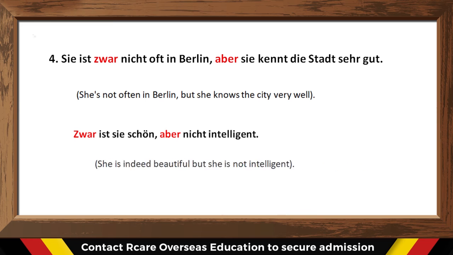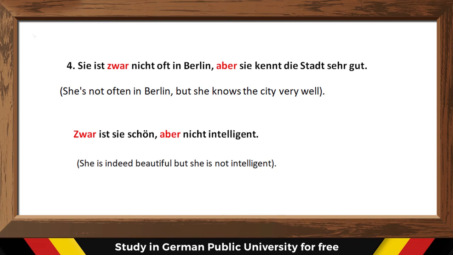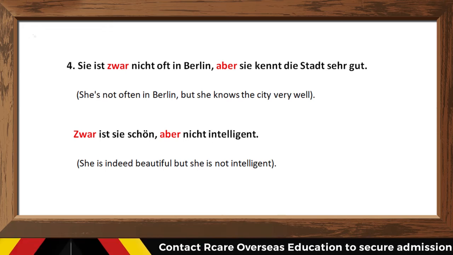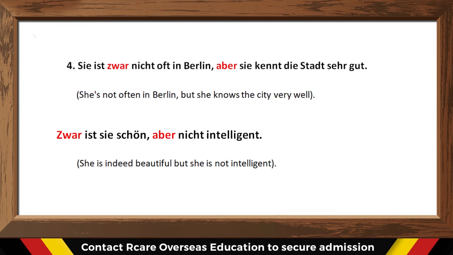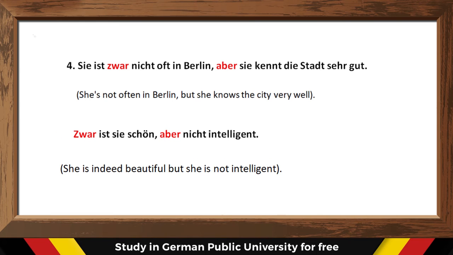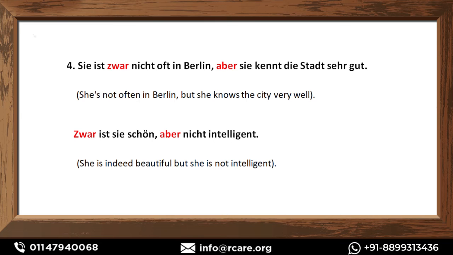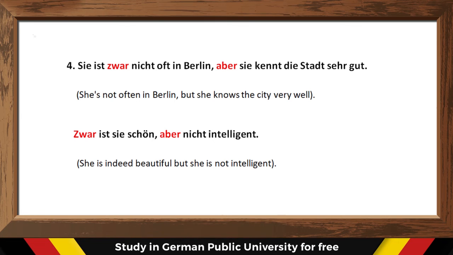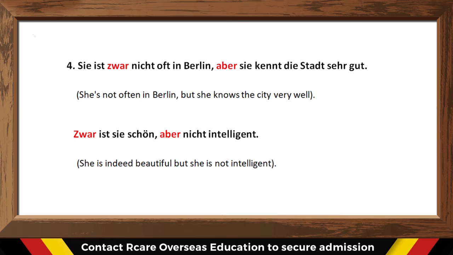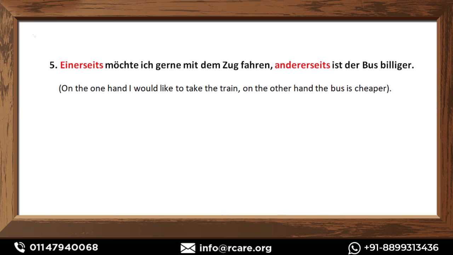Sie ist zwar nicht oft in Berlin, aber sie kennt die Stadt sehr gut. She is not often in Berlin, but she knows the city very well. Another example would be, zwar ist sie schön, aber nicht intelligent. She is indeed beautiful, but she is not intelligent. Now here, we are showing that one option is certainly included, but not the other. So when we are contradicting two things, this connector can be used. Let's see the next example.